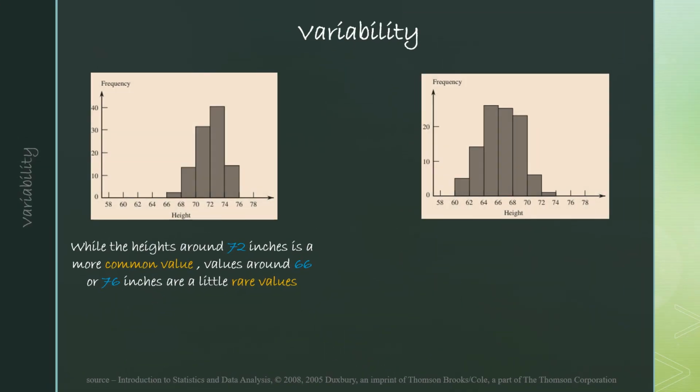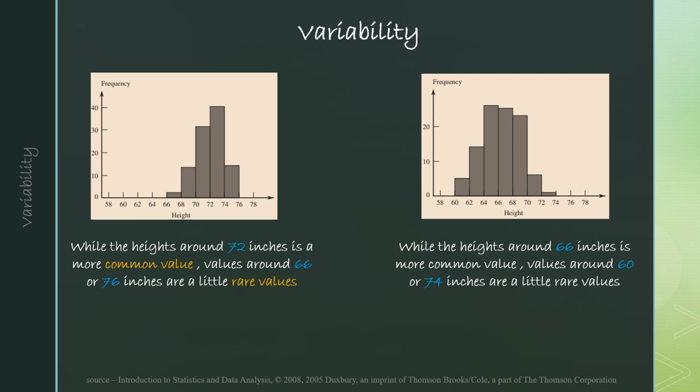While the heights around 72 inches is a more common value, values around 66 or 76 inches are little rare values in the basketball team. While the heights around 66 inches is a more common value, values around 60 or 74 inches are a little rare values in the gymnastics team.